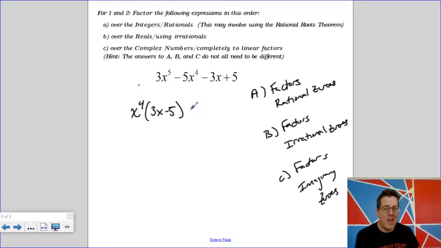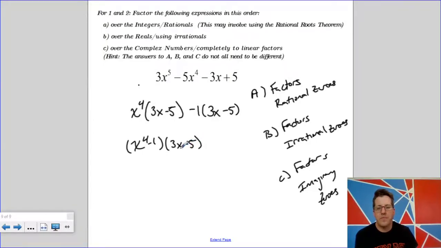Now, if we factor out a -1, we're going to get a 3x minus 5. So we are at x to the 4th minus 1 times 3x minus 5. So this is a rational zero. Well, this is a factor of a rational zero. This means that if you plugged in x equals 5/3 to the original expression, you'd get a value of 0. Okay, so I'm going to keep going.